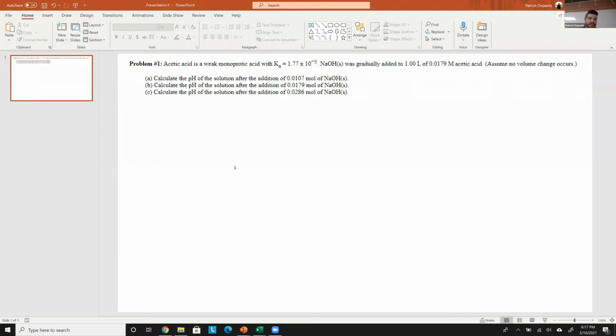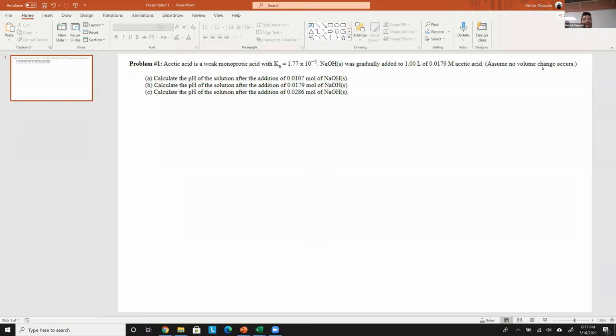So we have acetic acid, a weak monoprotic acid with Ka 1.77 times 10 to the negative fifth. Solid NaOH was gradually added to 1 liter of 0.0179 molar acetic acid. Assume no volume change occurs. So that's a very important statement.